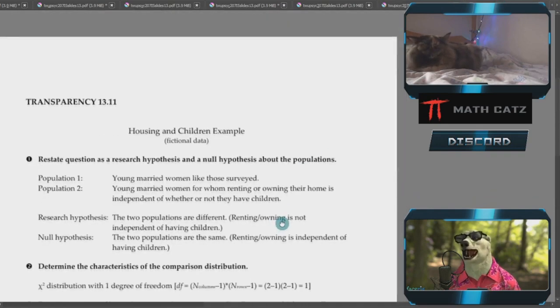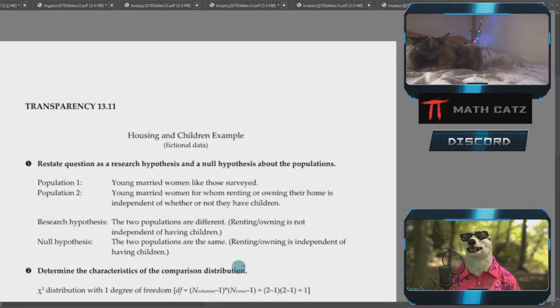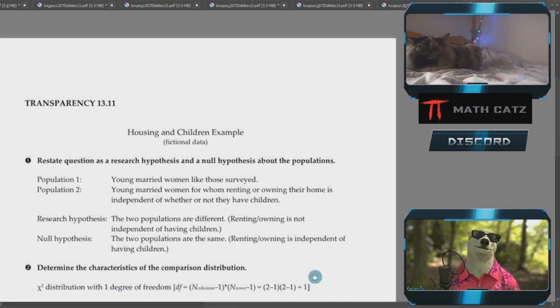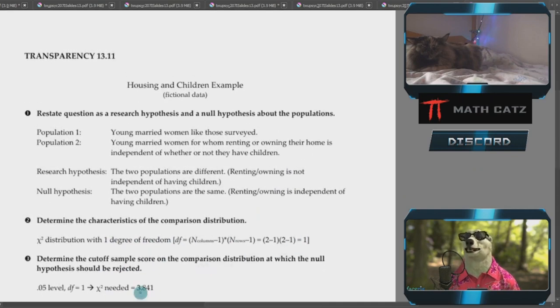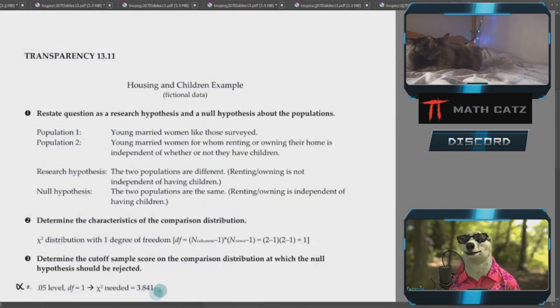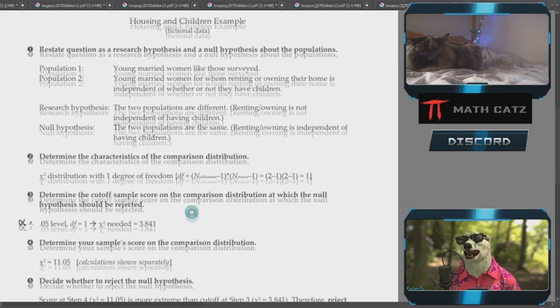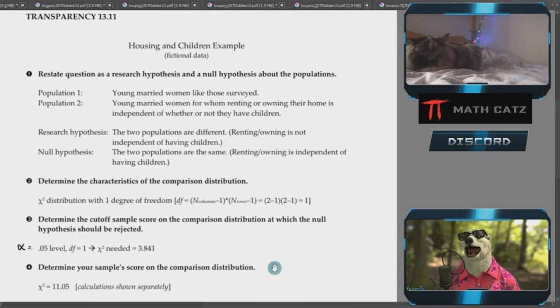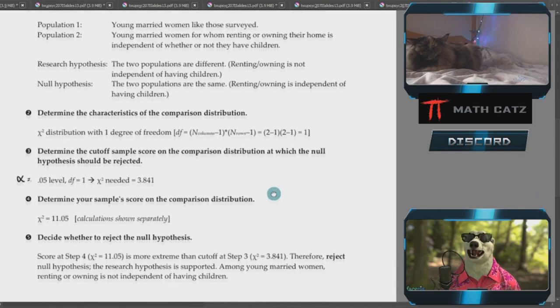So we set up our chi-square distribution, 1 degree of freedom. Let's go look it up. Where do we find this? If we use an alpha of 5% with that degree of freedom, look at our table. It's over here, same table, 5%, 1 degree of freedom, 3.841. 3.841 is our cutoff. We just calculated an 11.05. That is much more than the cutoff.